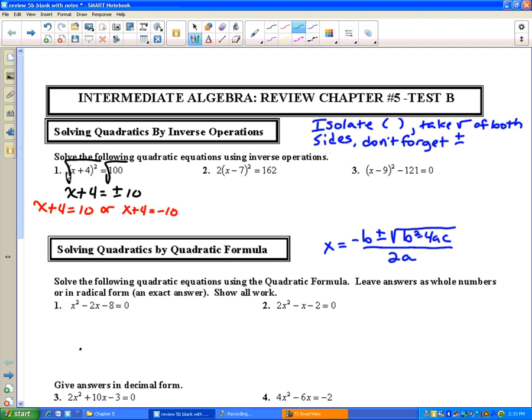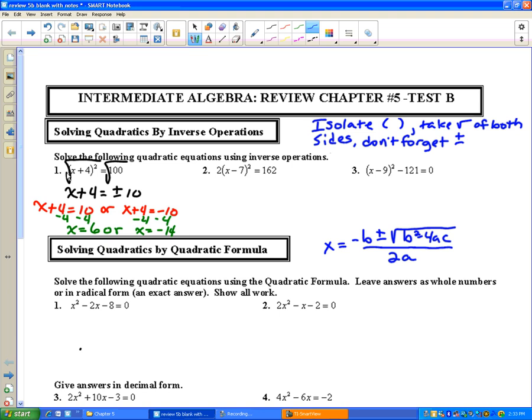To solve for x at this point, I subtract 4. You get x is equal to 6, or subtract 4, x is equal to negative 14. That's number 1.